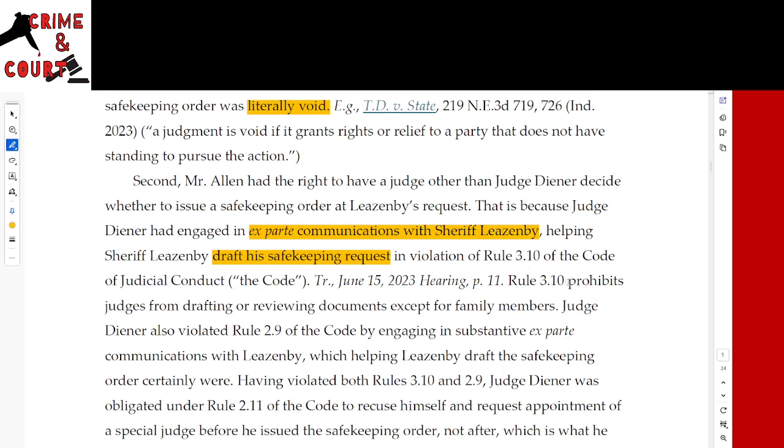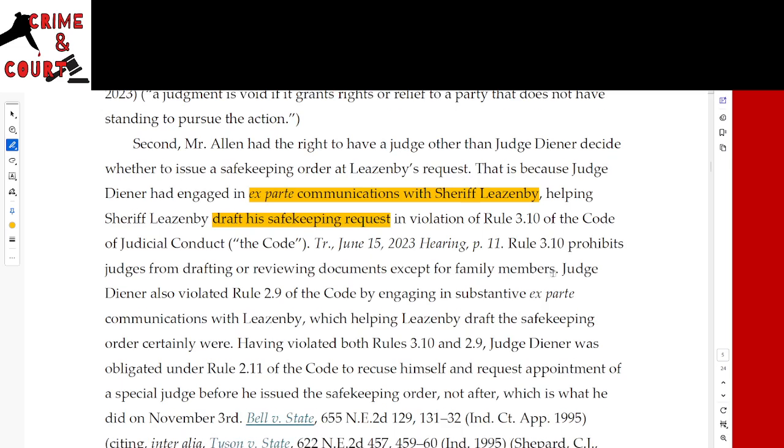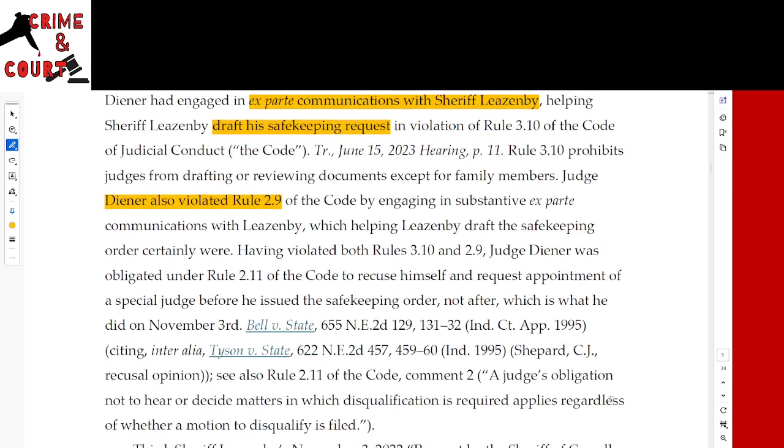All right, so Rule 3.10 prohibits judges from drafting or reviewing legal documents except for family members. Judge Diener also violated Rule 2.9, another violation of the code, by engaging in substantive ex parte communications with Lesenby, which helping Lesenby draft the safekeeping order certainly was. So, having violated both Rules 3.10 and 2.9, Judge Diener was obligated under Rule 2.11 of the Code to recuse himself and request appointment of a special judge before he issued the safekeeping order, not after, which is what he did on November 3rd.